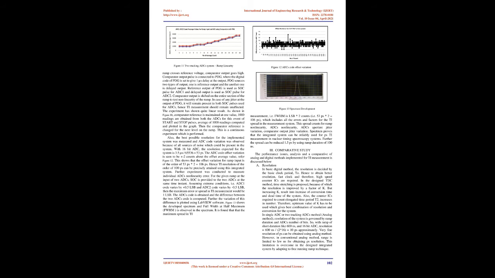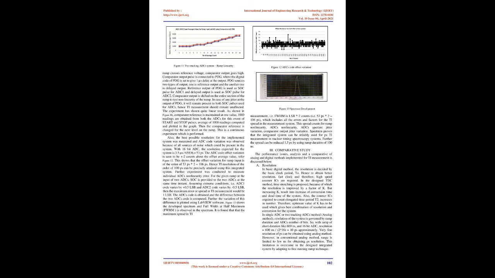As shown in figure 11, comparator reference is maintained at one value, 1000 readings are obtained from both the ADCs for this event of start and stop pulses, average of 1000 readings computed and plotted in the graph. Then the comparator reference is changed for the next level on the ramp. This is a continuous experiment which is performed.